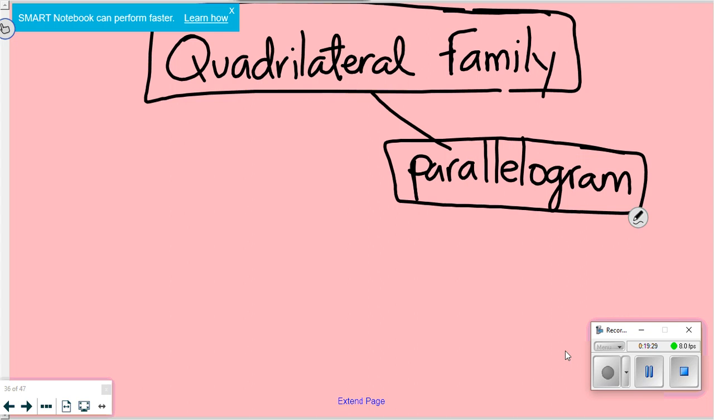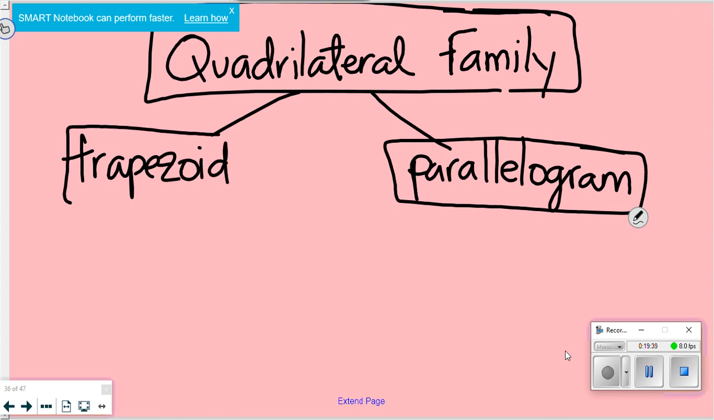Yeah? A trapezoid. So if you are a quadrilateral and you add some parallel lines, you could either become a trapezoid or a parallelogram. Those are your 2 options. Think of it like parents and they're 2 kids. So far, so good.